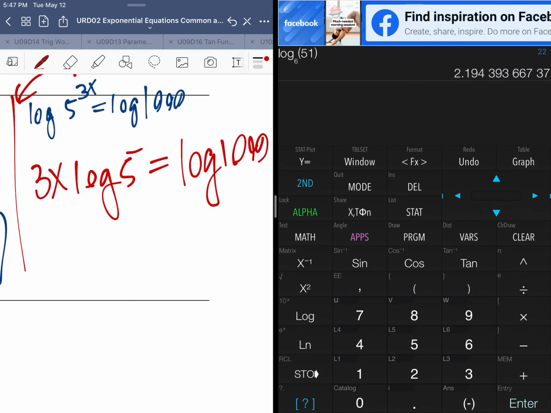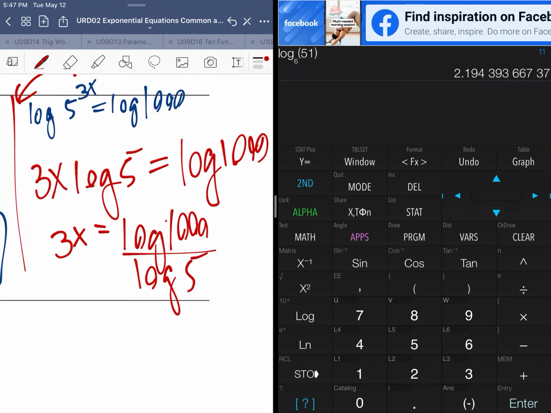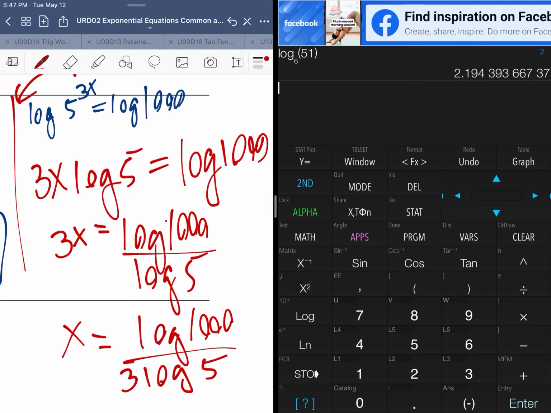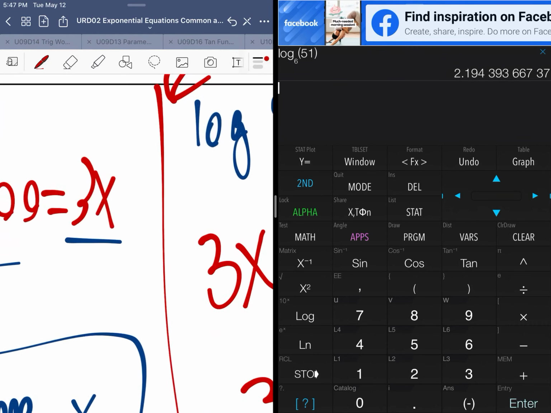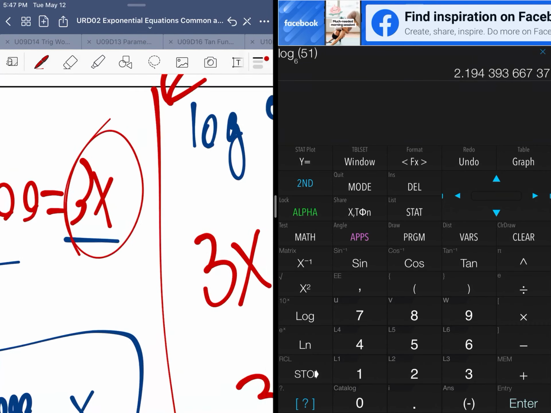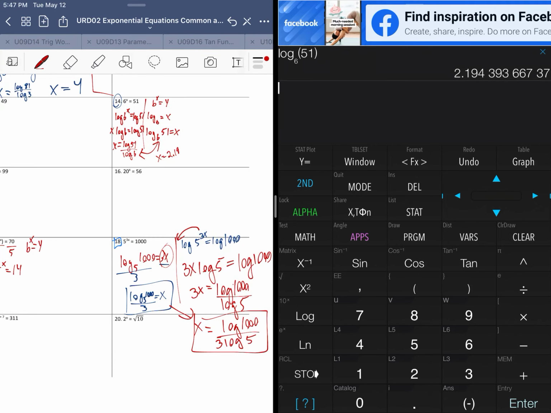So now I'm going to divide the log 5 to the other side and get 3x equals log 1000 divided by log of 5. And then to get x by itself, I'm going to divide that expression by 3. So this is mathematically equivalent to this answer. So if there's something extra after doing the calculation, you might have to divide or subtract or something afterwards.